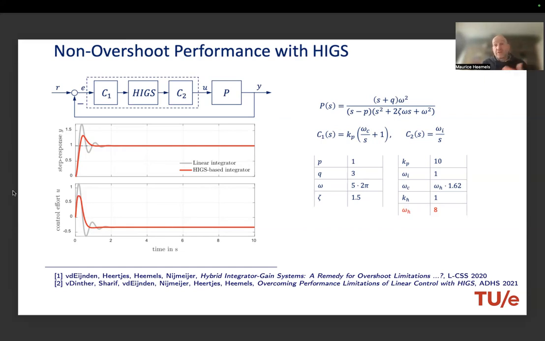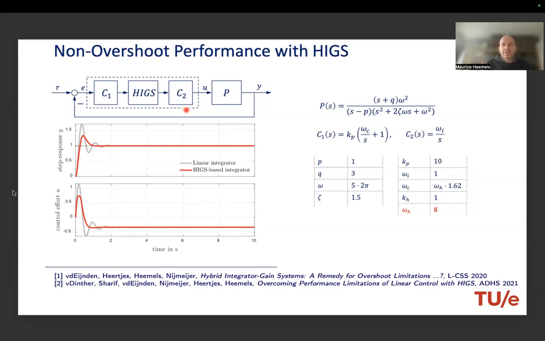And one of the performance limitations that's known for LTI controllers is that if the plant is given by this and has an open loop unstable pole, then no matter what you do, if you want to stabilize the closed loop system with steady state tracking error of 0, you always have overshoot. So we designed a very good controller over here, let's say it has a linear integrator in there. What happens is that you get the gray response, so you always have overshoot.